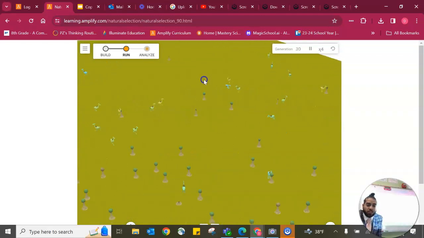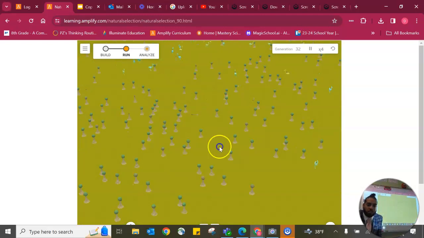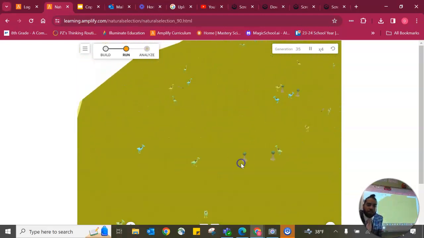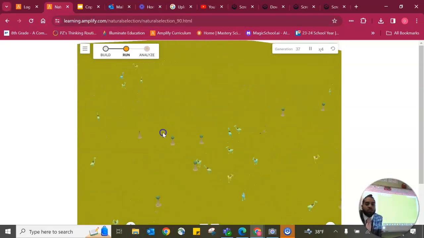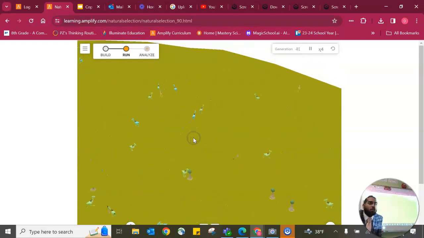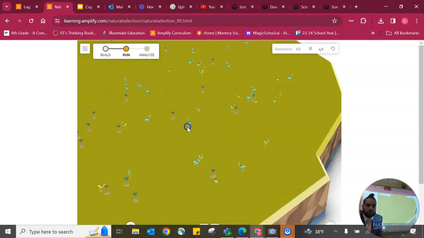We're at 29. Anybody notice anything about my yellow population? Because that was the main character just now in our last sim. Anybody notice anything about yellow right now? What happened? You said the yellow's increasing. Okay, that's one thought. Anybody else with a different idea? I heard somebody whisper down the lane over there.